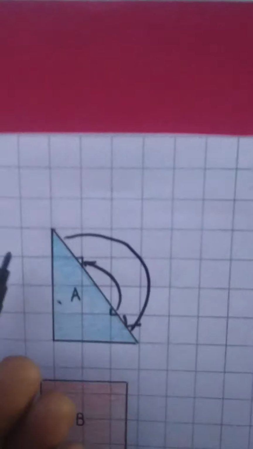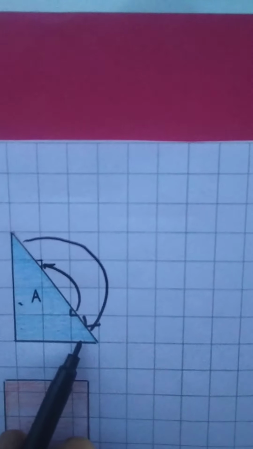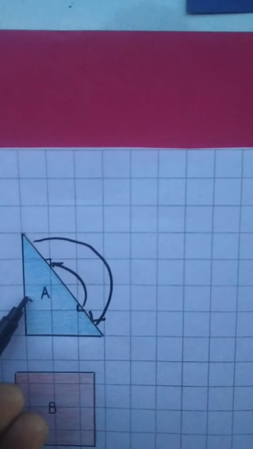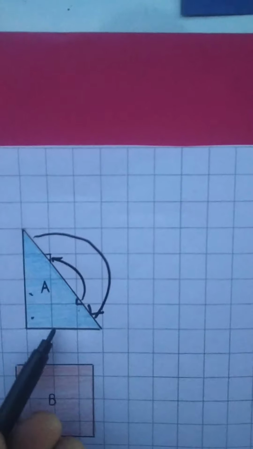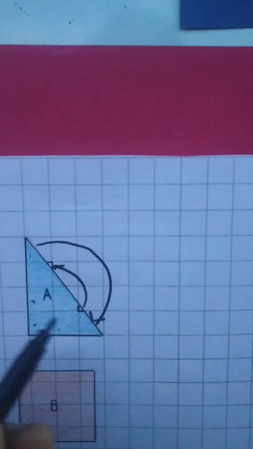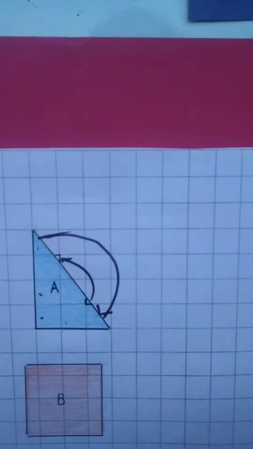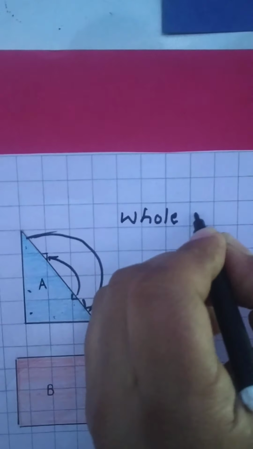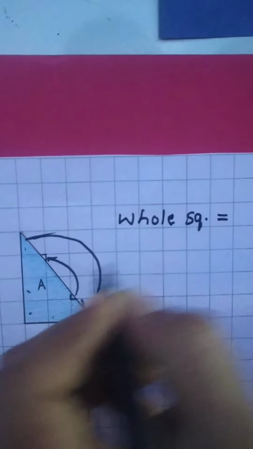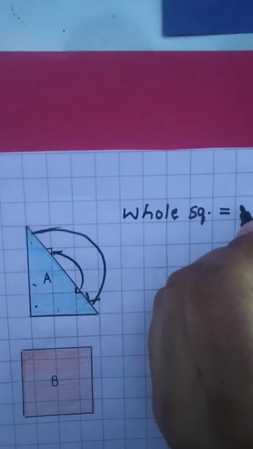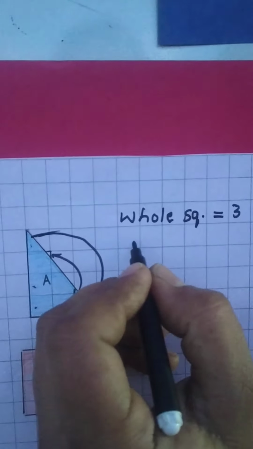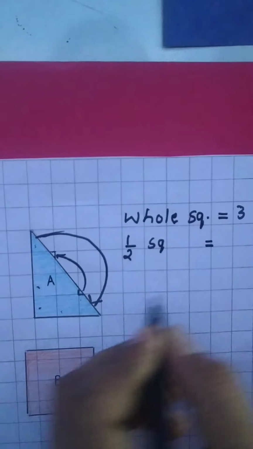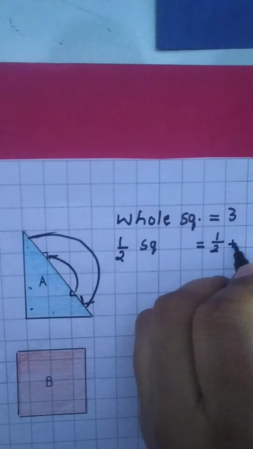Now see children, this is half and this is also half. So it will make 1. And again this is also 1. So 1, 2, 3. And this will make half and half, 1. I am just writing whole squares. How many whole squares are here? Whole squares equals 1, 2 and 3. Okay. And how many half squares? Half squares 1 and 2. It means half plus half.